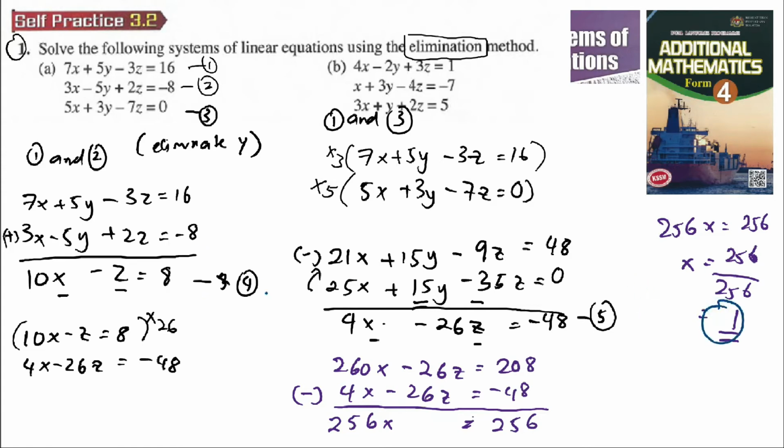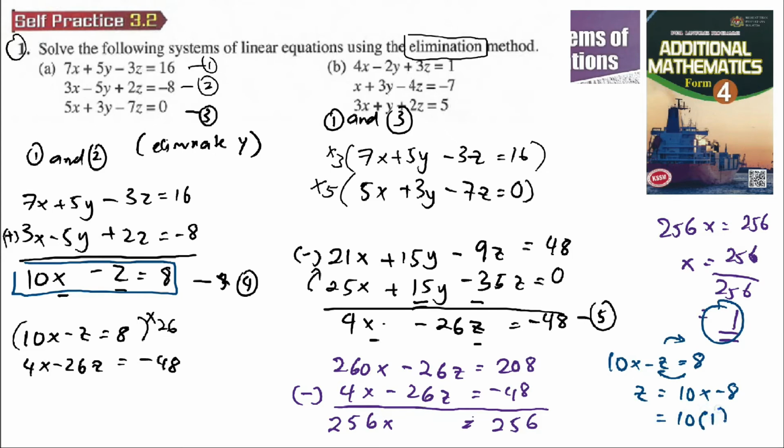So from one of the equations 4 or 5, you can get the value of z. So I want to use this one because your z is this one. So here you have 10x minus z is equal to 8. So z is equal to, change place, 10x minus 8, which is 10 times 1 minus 8. So here you get 2. So we know that z is equal to 2. So x is equal to 1 and z is equal to 2.